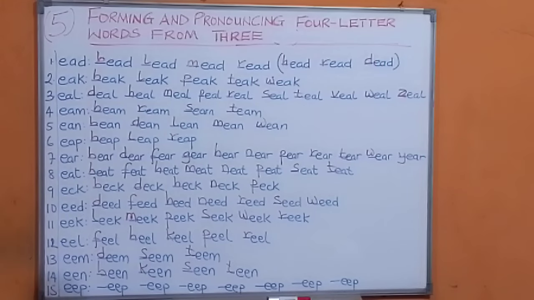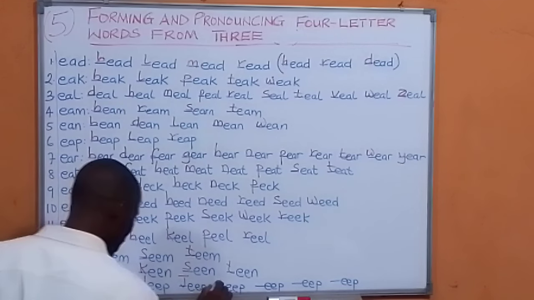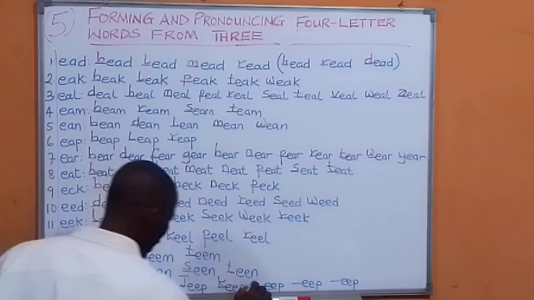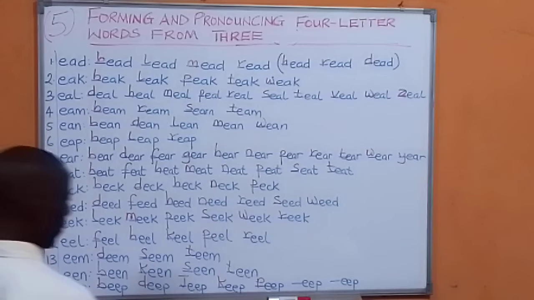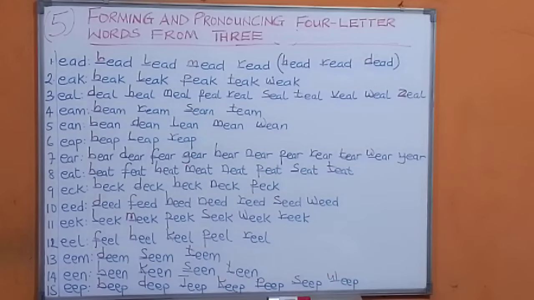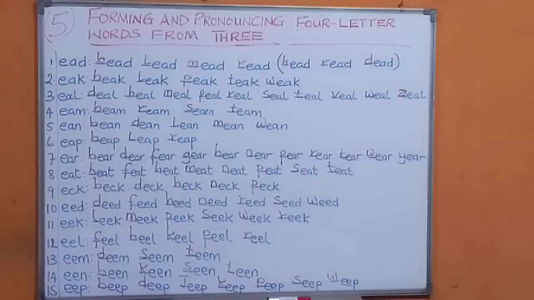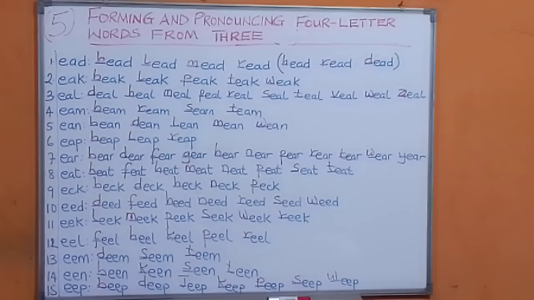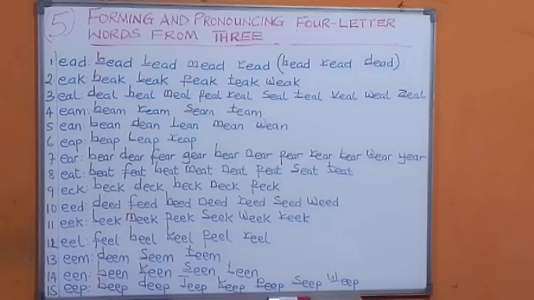Let's go to the last one, number 15, if. Let's put b, it's going to be big. Let's put d there, it's going to be deep. Let's put g, it's going to be cheap. Let's put k, it's going to be keep. Let's put p, it's going to be peep. Let's put s, it's going to be seen. Let's put w there, it's going to be weep.